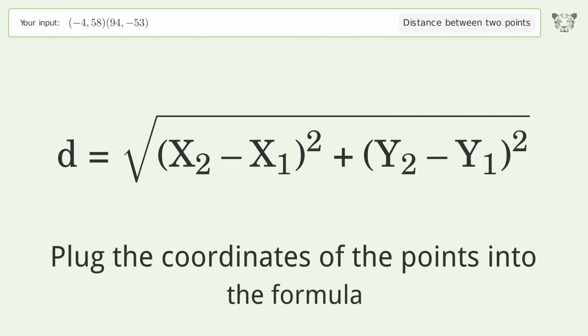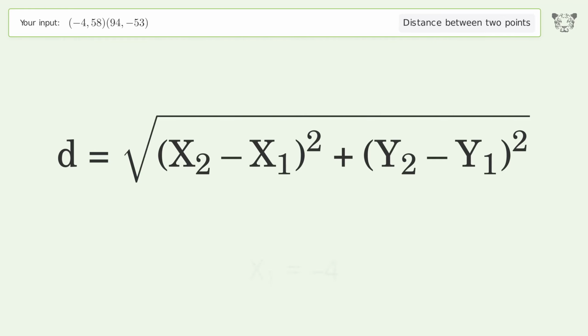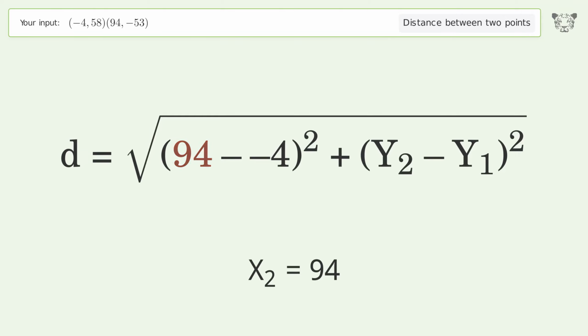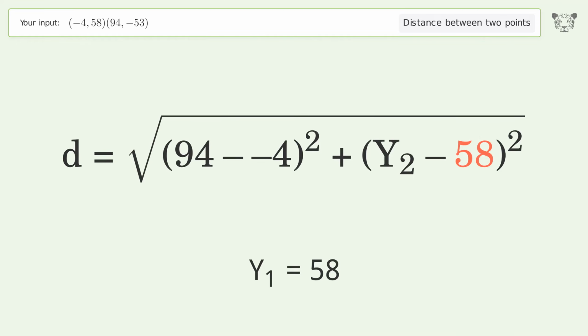Plug the coordinates of the points into the formula. x1 equals -4. x2 equals 94. y1 equals 58. y2 equals -53.